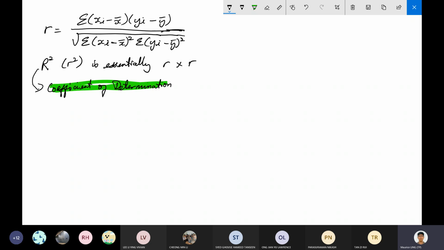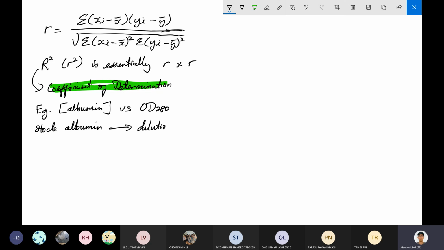So why do we have this thing called R square? Let me give you an example. Let's say you do something in your lab and you want to measure the albumin concentration versus your OD280, the spectral reading. So you are trying to do a standard curve. I think you've done this experiment before. What you prepare is serial dilutions of your albumin, and then you do a biuret test or Lowry test. So take stock albumin, then you do dilutions, then after that you do a biuret test, or Lowry test.